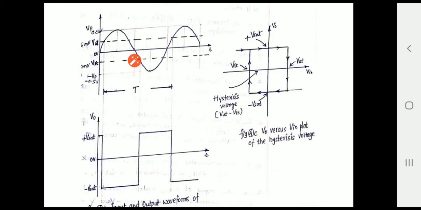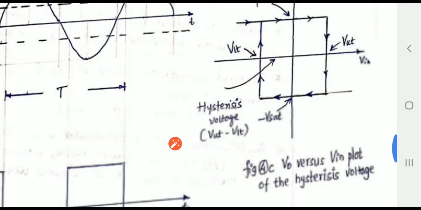As soon as V in becomes greater than this point and moves towards this part of the waveform, that is the negative cycle, at that time V naught switches again to plus V saturation. Here it will remain at plus V saturation until it reaches the VUT value again, which is the other threshold voltage. So this is how a sine wave or any other irregular wave can be converted into a square wave. That is again explained in this hysteresis curve.